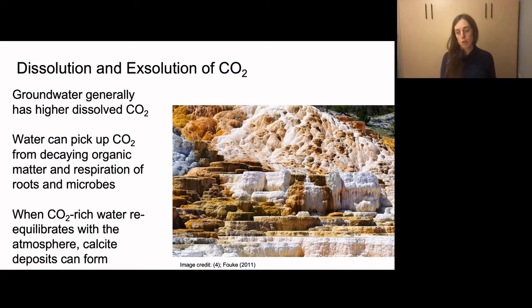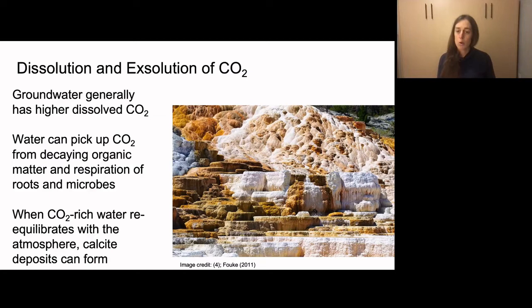Okay, so a nice example of this is the dissolution or exsolution of CO2. So we know that groundwater has higher dissolved CO2 concentrations, and that happens for a number of reasons. So groundwater can pick up CO2 from decaying organic matter, as well as the respiration of roots and microbes. And so if that CO2 that's released from decay and respiration isn't released to the atmosphere, it's going to continue to concentrate in our groundwater. Another thing is groundwater is always under pressure, so that increased pressure will keep that CO2 in solution.